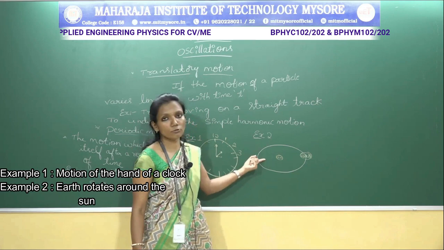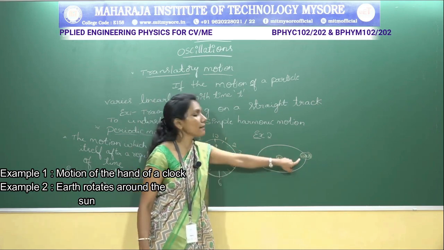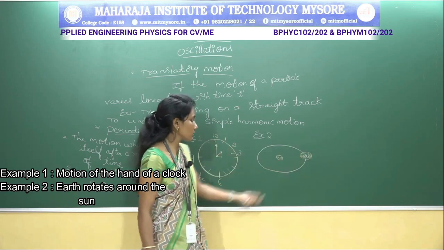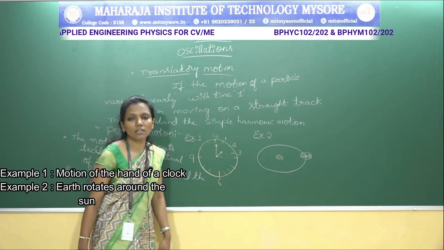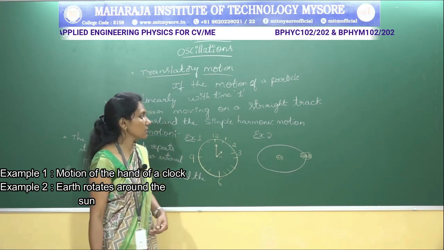So here this is also periodic motion. After some interval of time the Earth will come back to its same position. So these two are the best examples of periodic motion. We can consider it like that.